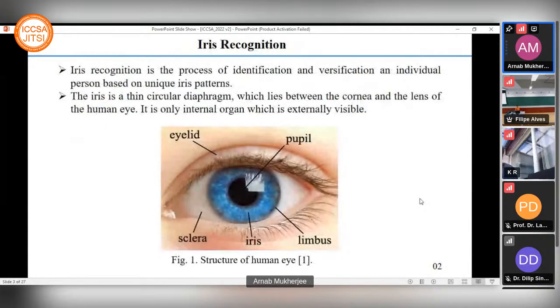Now I would like to introduce iris recognition. Iris recognition is the process of identification and verification of an individual person based on the unique iris pattern. The iris is a thin circular diaphragm which lies between the lens and cornea of the human eye. It is the only internal organ which is externally visible.